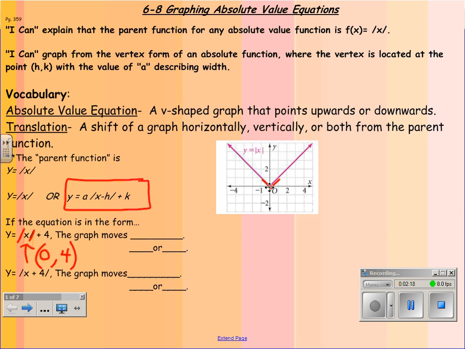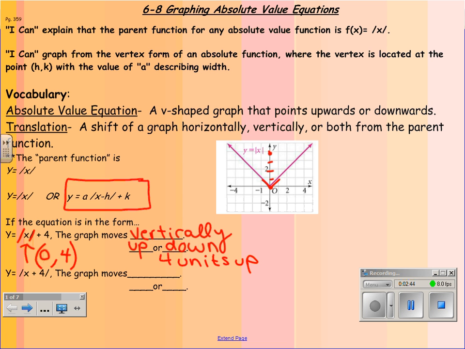So if I'm at (0, 0) and I go up 1, 2, 3, 4, then I'm going to shift vertically. Vertically means up or down. And we're going to shift up. It would be 4 units up is how we would shift on that. So we're going to say 4 units up.